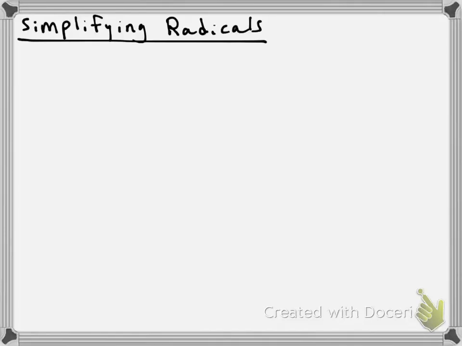Hey everyone, in this video I'm going to show you how to simplify radicals. First of all, we should probably talk about what a radical even is. A radical is any term with a root. We're mainly going to be dealing with square roots in this case, but a radical could also include things like a cube root or a fourth root and so on. But again, we're mainly dealing with square roots.